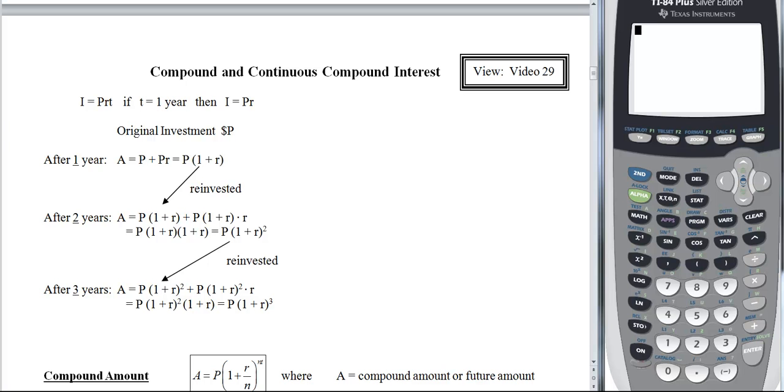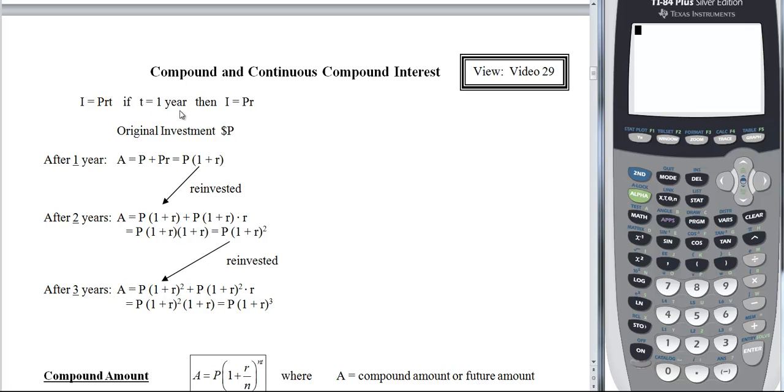Now we're going to look at compound and continuous compound interest. In this video we just look at compound interest. In the next one we'll look at continuous compounding. Starting off, this should look like a familiar formula. It's our simple interest. But now I'm going to set up a situation here.